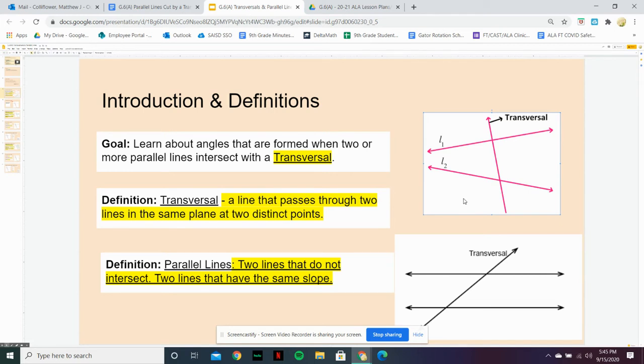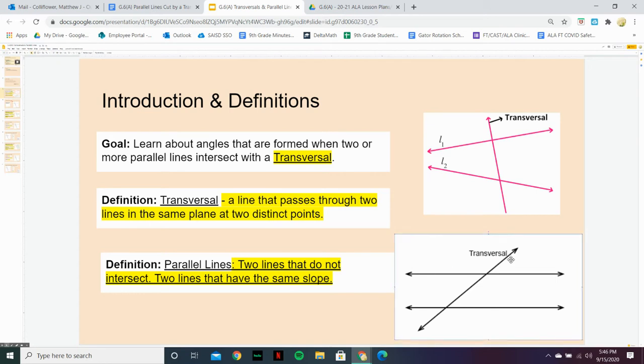Specifically, though, we want to talk about what happens when a transversal passes through parallel lines. So, in order for us to discuss parallel lines, we need to have that definition as well. So, the definition of parallel lines are two lines that do not intersect. In other words, we could say that these two lines have the same slope.